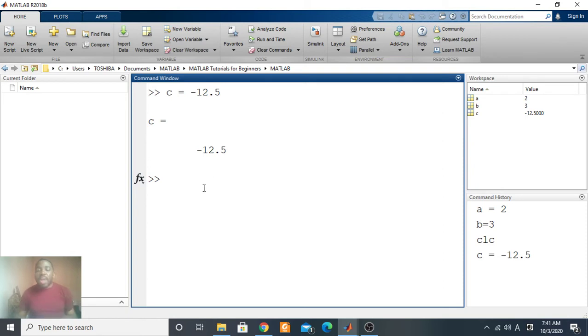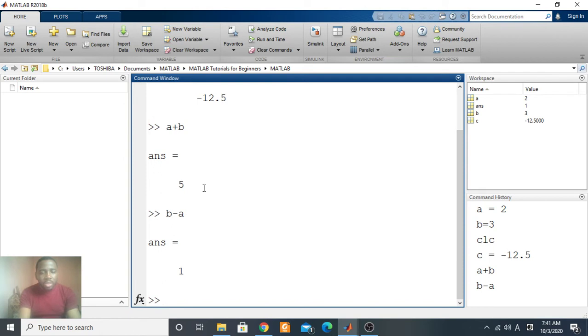So we have five fundamental mathematical operators that you're supposed to know: addition, subtraction, multiplication, division, and power, how to raise a number to the power of another. So if I say a plus b, for example, that should be 5. Very simple, no need to waste time on this. And then b minus a should give me 1.